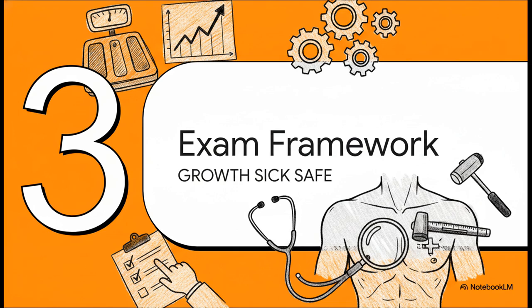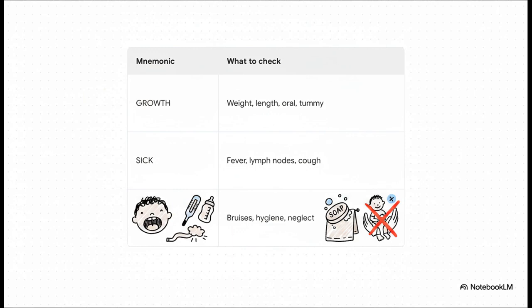On to Section 3, our exam framework, which we call Growth Sick Safe. Next up, you step into the physical exam phase. And let me tell you, just saying I will do a general examination simply won't cut it in the CCE. By explicitly naming the Growth Sick and Safe framework, you're directly telling the examiner exactly what clinical clues and social determinants you are actively hunting for.